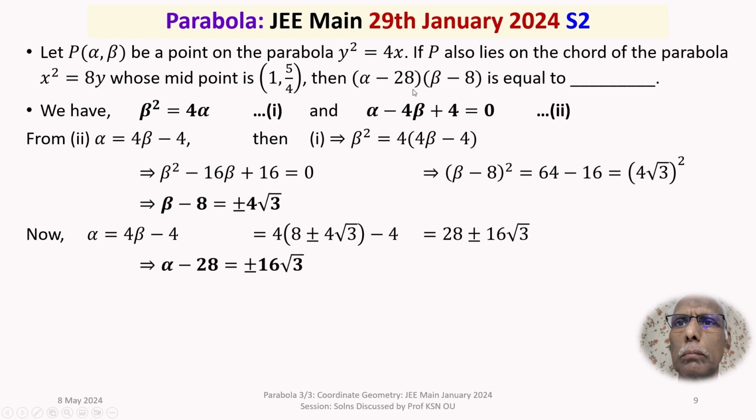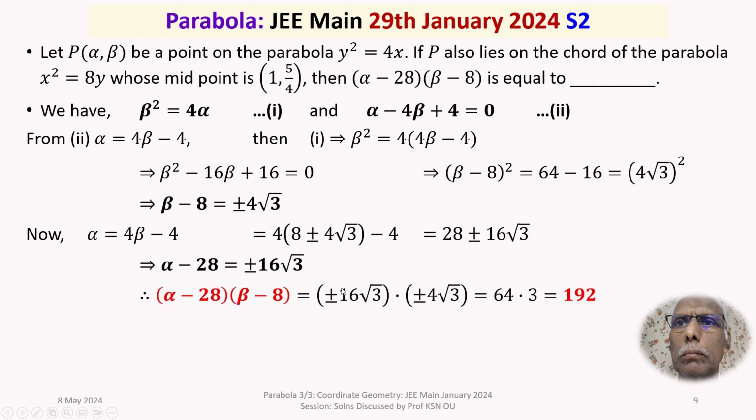So we got alpha minus 28 also. Therefore alpha minus 28 multiplied by beta minus 8 is equal to plus or minus 16 root 3 multiplied by plus or minus 4 root 3. And that is 16 fours are 64 multiplied by 3, that's equal to 192. So the answer to this question is 192, and it is also a simple question. I am sure that you have understood the solution of this problem. Let's move to the next question.